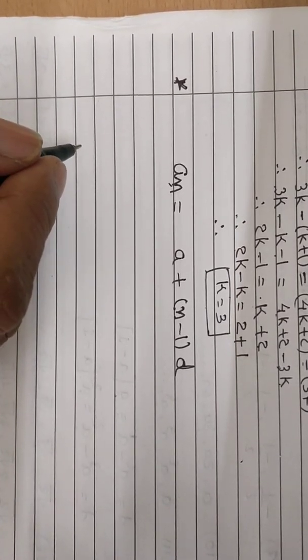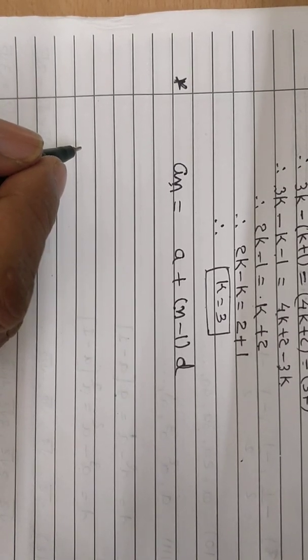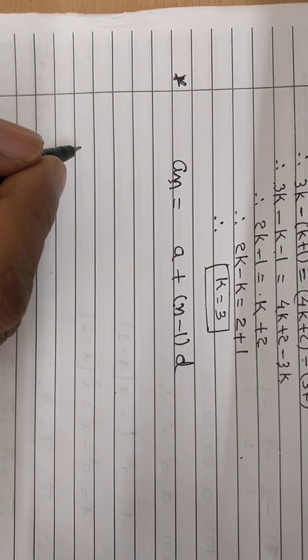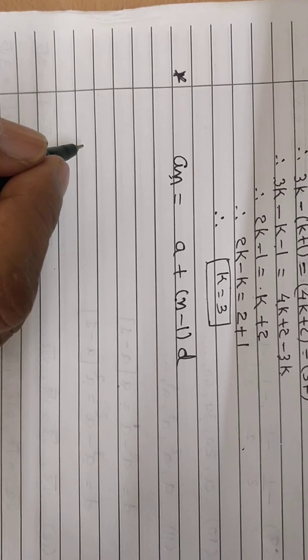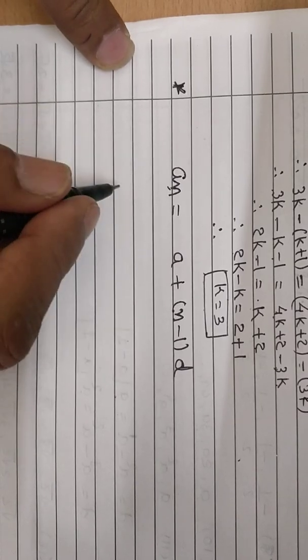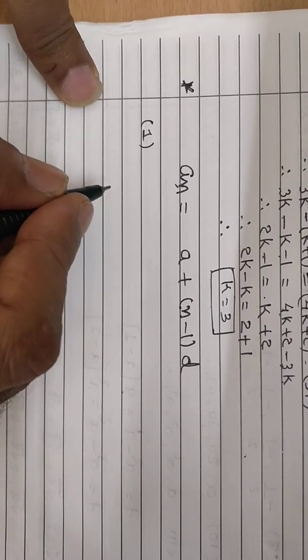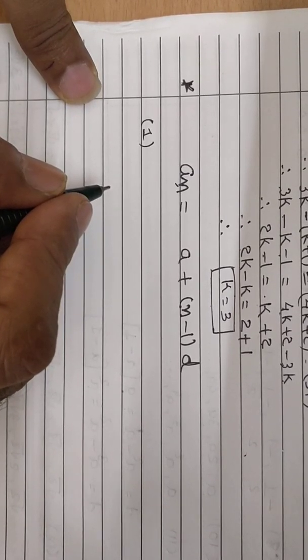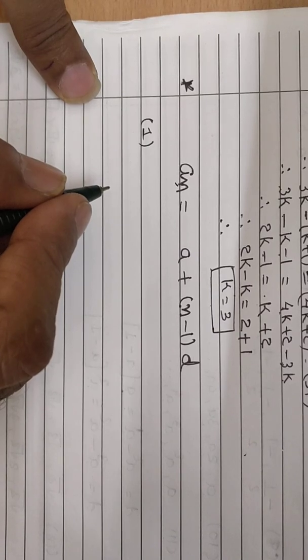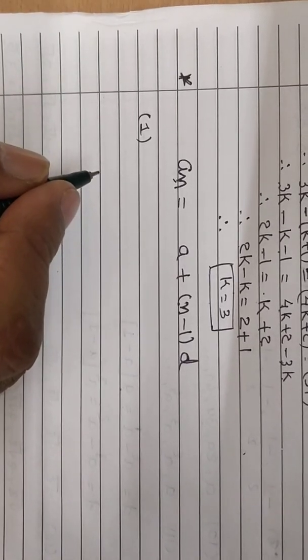Now when we are required to find a certain number of terms in an AP, we will suppose those terms, and it is very easy to follow some rules which I will explain to you. When we are required to find a certain number of terms in an AP, we will suppose those terms, and for that some rules are important.